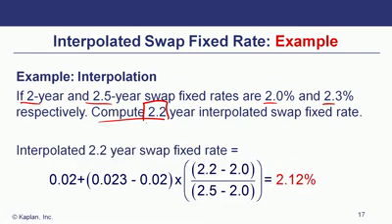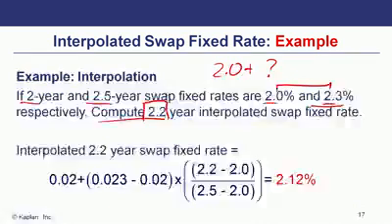Well, here's the thing to remember. We're going to start with the shorter term rate. So we're going to start with 2.0, and then we're going to add something to it that is based on the spread between those two, right? So the spread is 0.3. Well, let's see, it's 0.3, but that reflects going from 2 to 2.5. What we're doing is going from 2 to 2.2, so we don't want to add 0.3 here, right? 0.3 would just give us back 2.3, and that would be for 2.5 years.